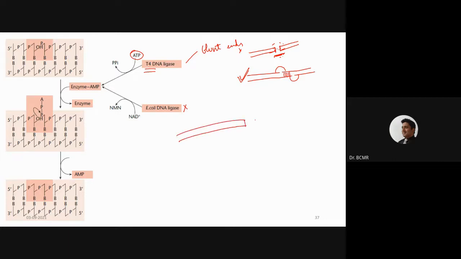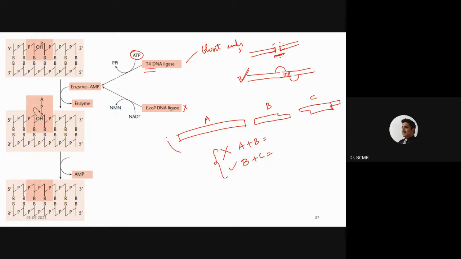Say there is a case like this. I'm giving you 3 different DNA molecules, A, B, and C. I don't want ligation of A and B, but I want ligation of B and C. That is the constraint I'm giving you.